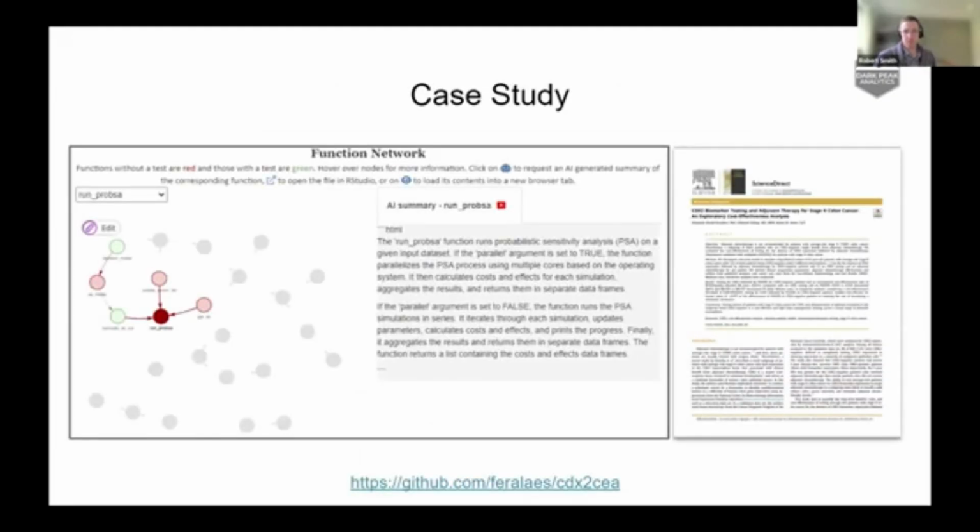And so we've tested this with a few different case studies. So this is a CDX2 CEA model, a biomarker testing cost-effectiveness model that was built by colleagues from Stanford. We've tested it on that model. It seemed to work fine. So we get this network and we can play around and understand how the different functions fit together and generate this AI summary for a function.